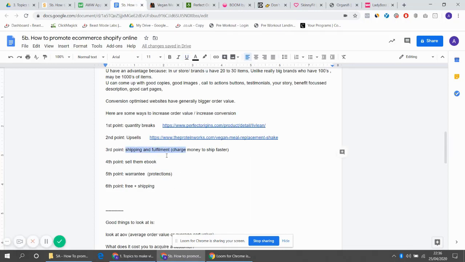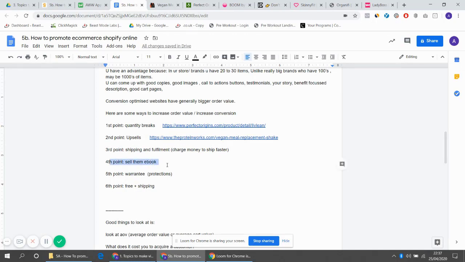Third point is shipping and fulfillment charge. This can be done by saying that normally our shipping is free, but there is a queue, and if you want to skip to the front of the queue and get your product delivered fast, we can charge you $2, $3, $4, $5, whatever the charge is. So this is extra revenue.